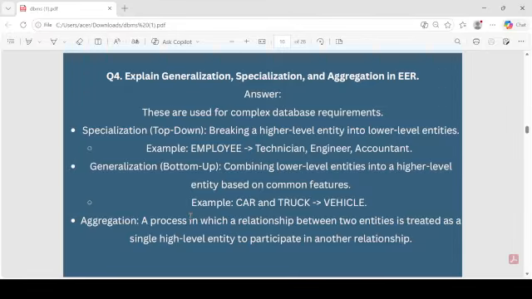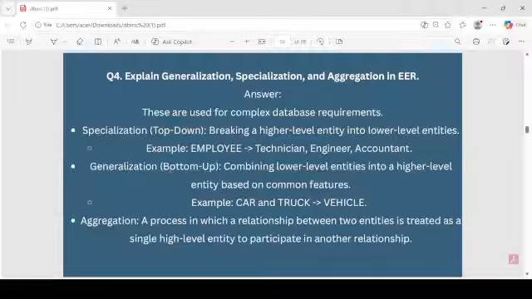Let's talk about question number 4, which is: explain generalization, specialization and aggregation in EER. These are used for complex database requirements. What is specialization? Basically it is a top-down approach where a higher-level entity is broken into lower-level entities, like employee into technician, engineer, accountant. So we break them into different categories.